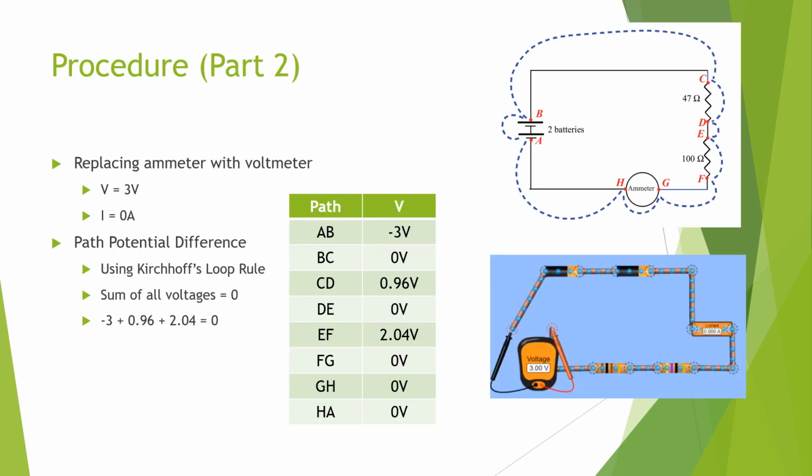For part two, replacing the ammeter with a voltmeter, the voltage is 3 volts and the current is 0. And then you can see on that table the potential difference between all those different points, using Kirchhoff's loop rule and summing all the voltages to 0. It proves this rule in this part.